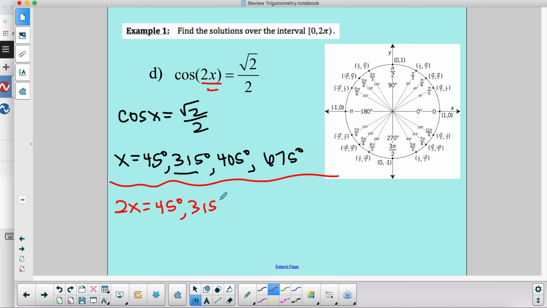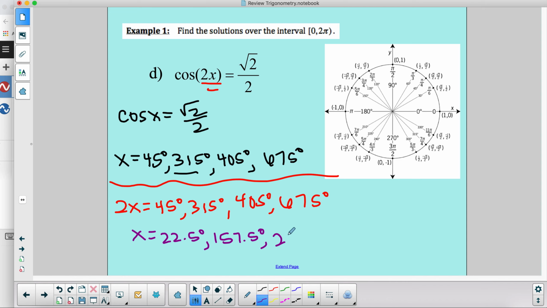To get my actual solutions between 0 and 2 pi, I need to bring them down, taking into account that the cycle is only a distance of pi and not 2 pi. So to get my solutions for this problem, I would divide all of these numbers by 2. If I take 45 divided by 2, I get 22.5. If I take 315 divided by 2, I get 157.5. And 405 divided by 2, I get 202.5 degrees, and 675 divided by 2, I get 337.5 degrees. So these are all my solutions between 0 and 2 pi, aka 0 and 360 degrees.